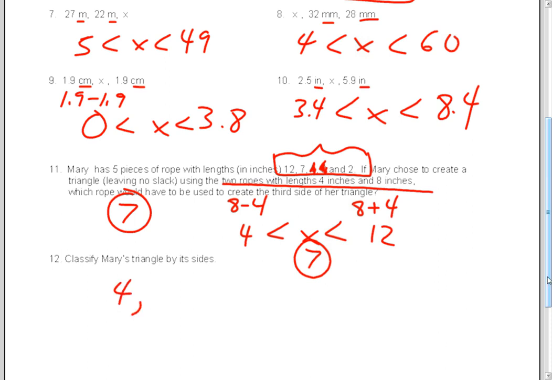Classify. We started with 4 and 8, and now we have the third side is 7. What kind of triangle is that? Scalene. That's the triangle inequality theorem and everything based on it.